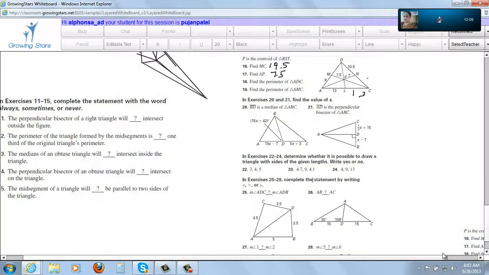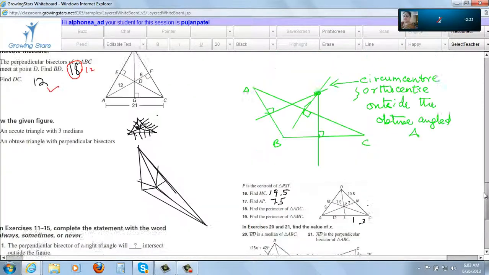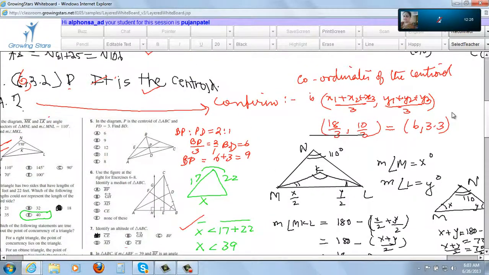Okay, then there are plenty of questions. Some more have to be done, isn't it? You can do the rest of it and we'll check in the next class. Okay, scroll up and come to question number 9 there. Can you see here?